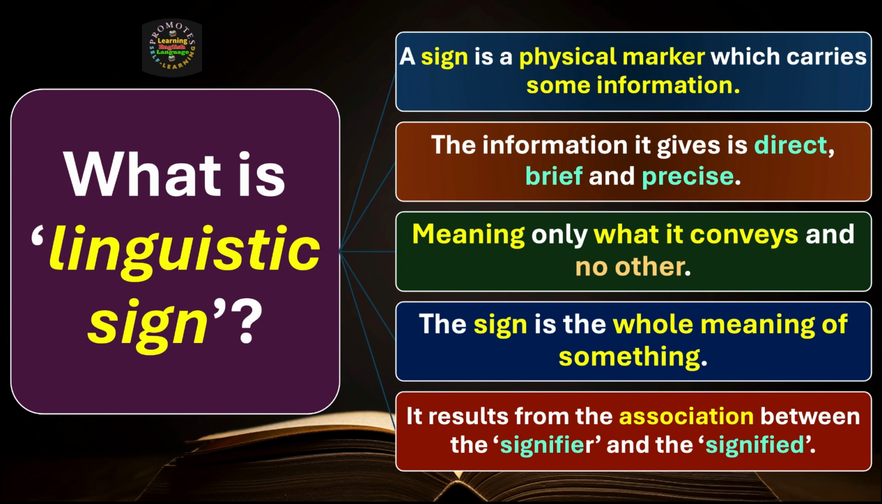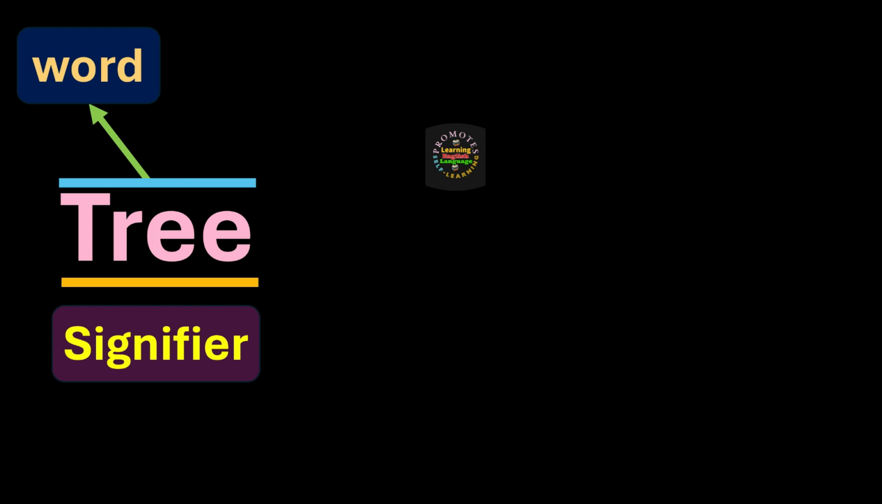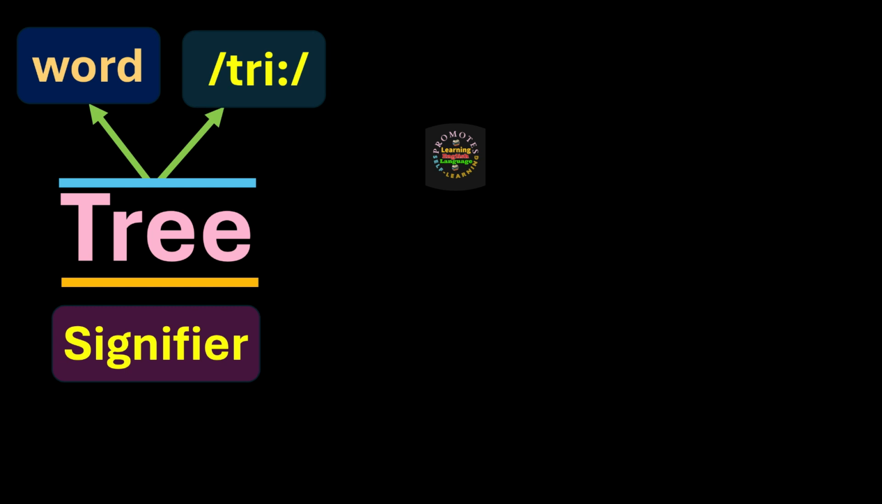Now the question is, what is the signifier and what is the signified? Let's try to understand these two concepts in much detail. There is a word tree, with the letters T-R-E-E, and this is technically known as the signifier because the four letters make up a word. At the same time, the same four letters not only make up the word but also make up a sound, tree.